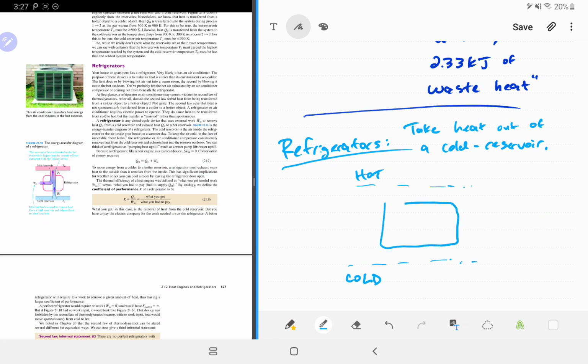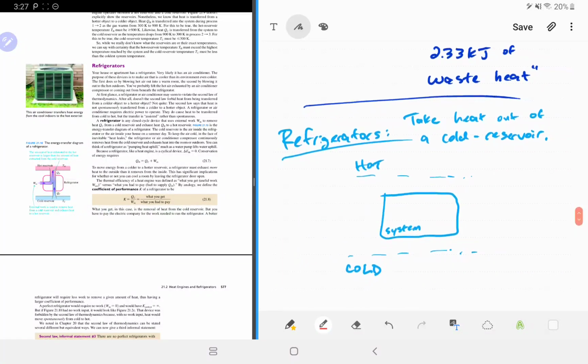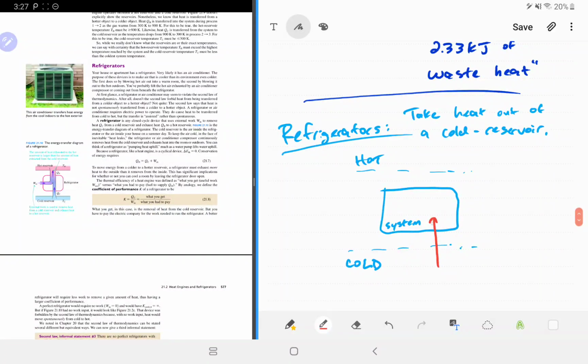So we have some working substance. This is our system, our working gas, and the point is to get energy out of the cold temperature reservoir. So maybe for energy, again, I'll use red right here. The point is for the energy, and this is QC, it's energy in the form of heat that came from the cold temperature reservoir.